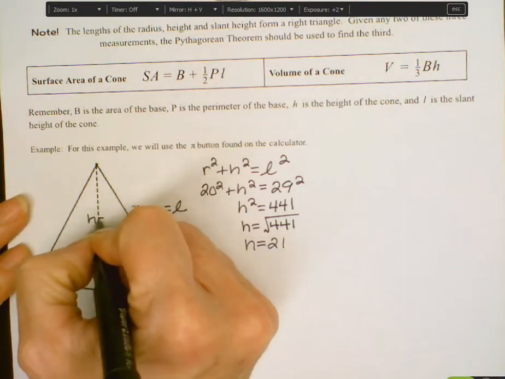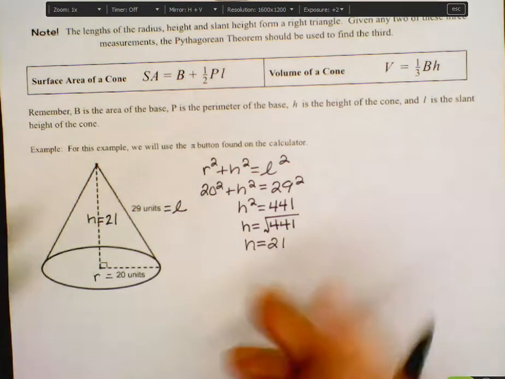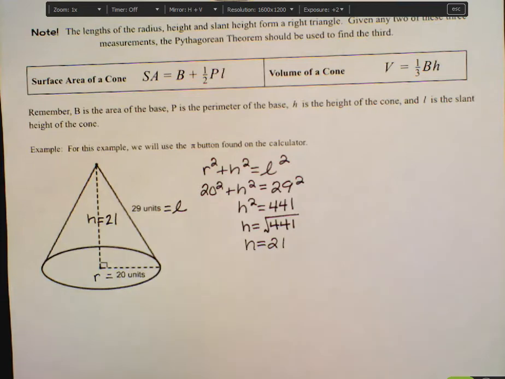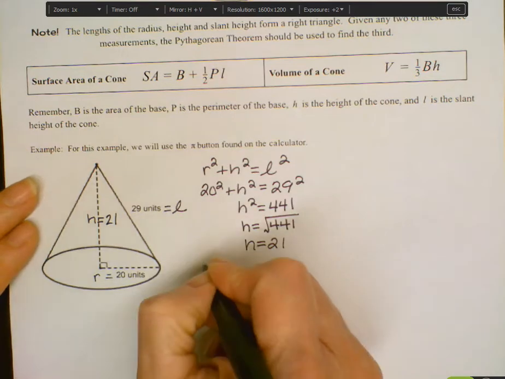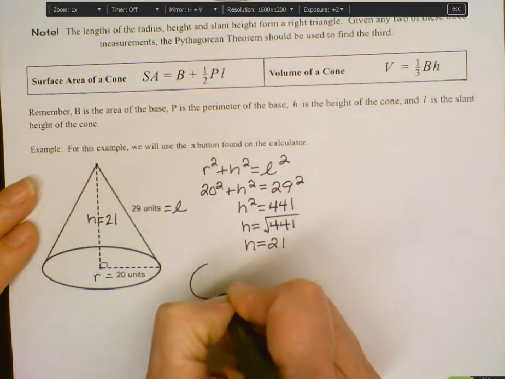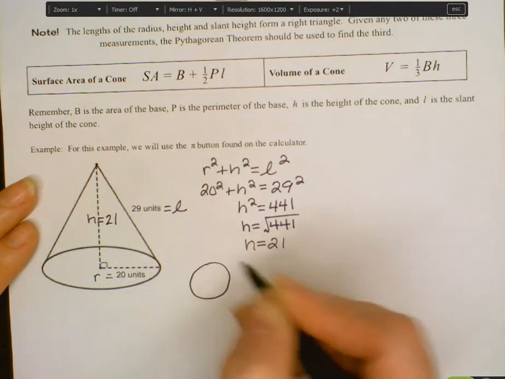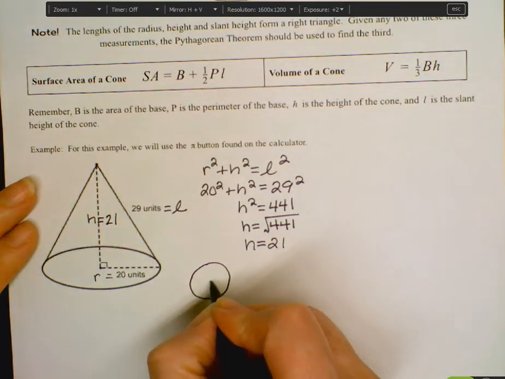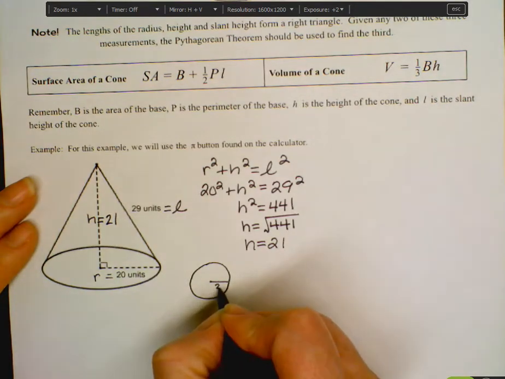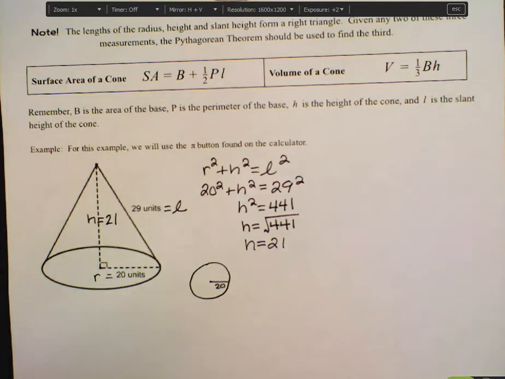All right, so now that we have h, we're ready to start actually working toward the surface area and the volume. As has been the case throughout this chapter, we start these problems by sketching the base and then finding its area and perimeter. In this case, our base is a circle. Ooh, this is not going to be good. You know how well I draw circles. That's not terrible. We have a circle with a radius of 20. We want to find its area, and we need to find its perimeter or circumference.